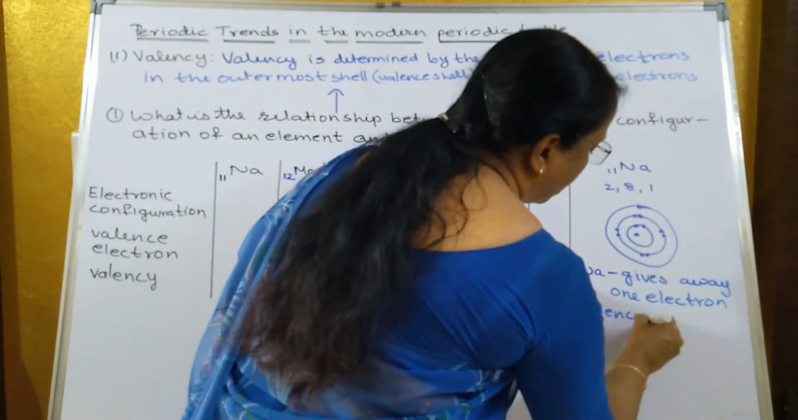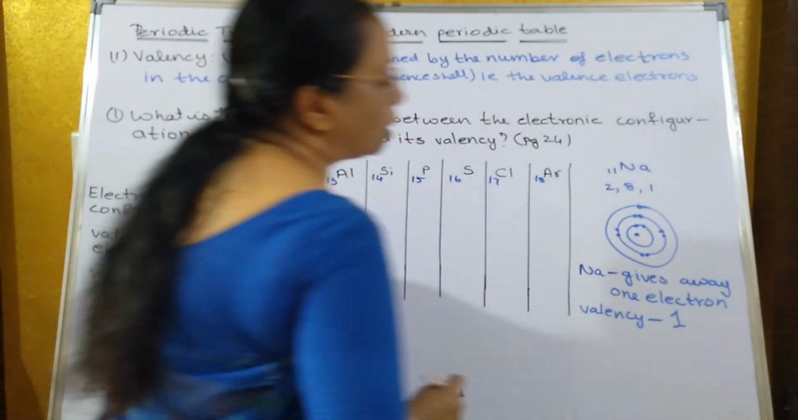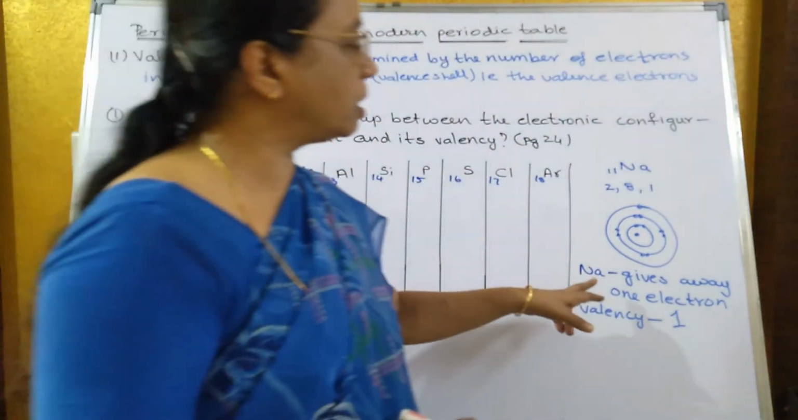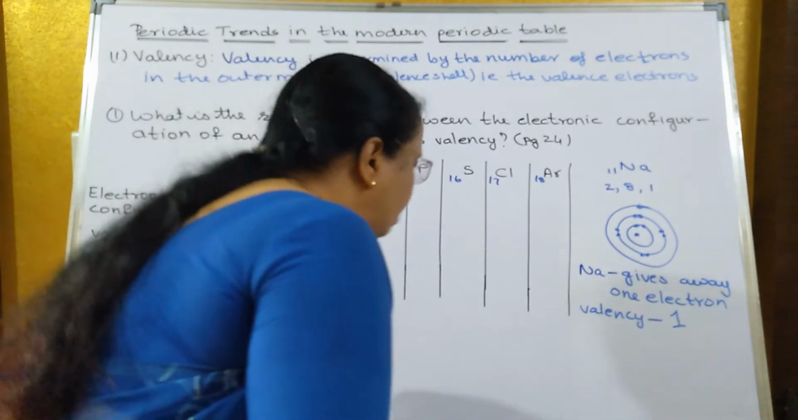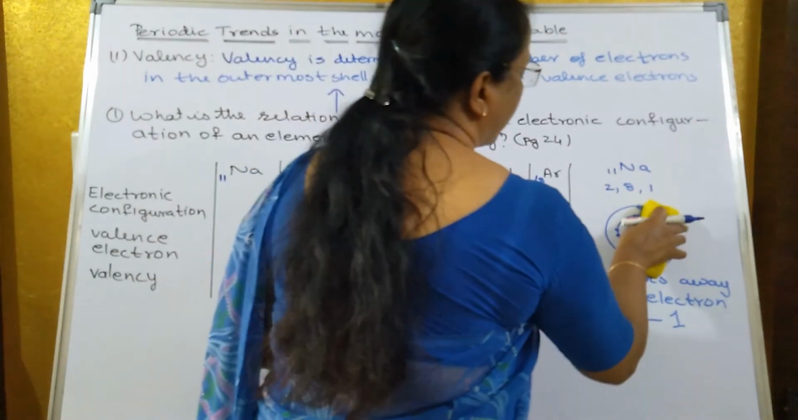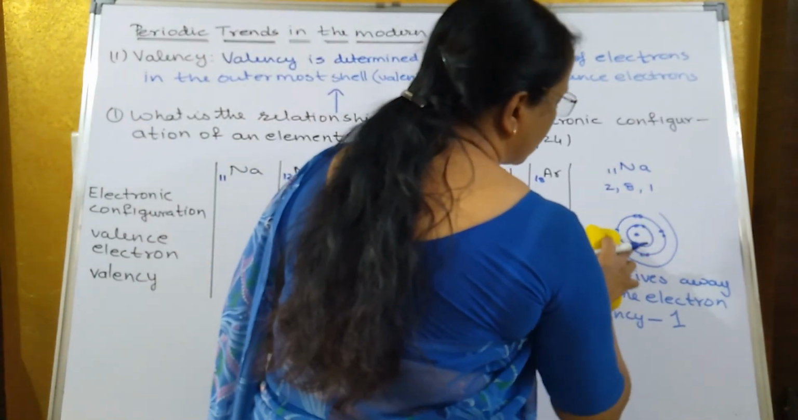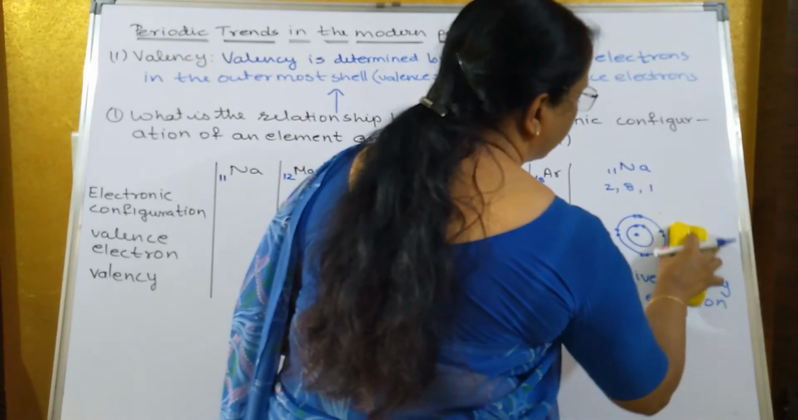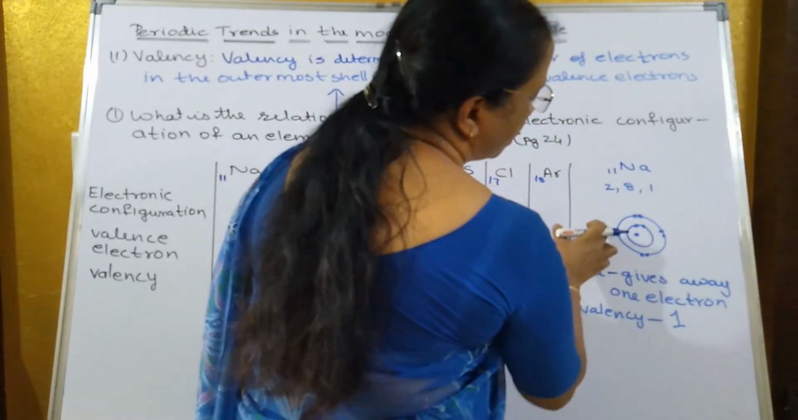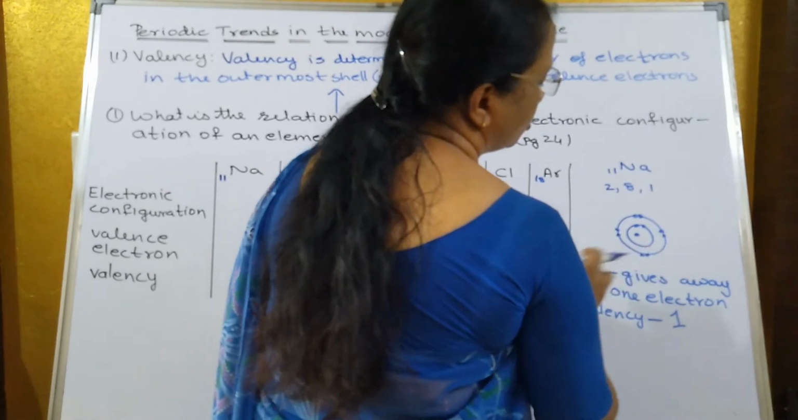So valency will be what? 1. Why does it have valency 1? Because it gave away 1 electron. Now when sodium gives away 1 electron, the outermost shell will become the second one, not the third one. Now if you see, the second one has 8 electrons, so it will become stable.